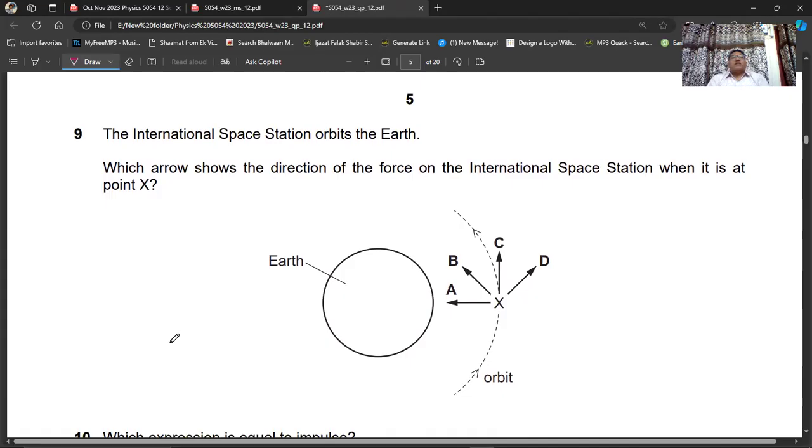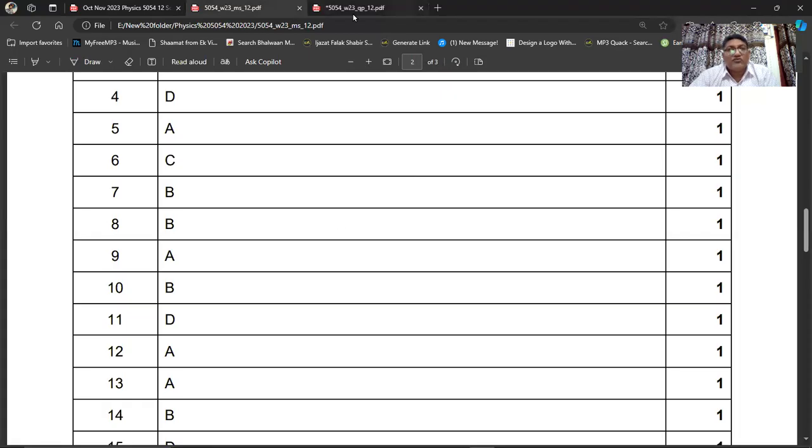So here we have question number 9. It says the International Space Station orbits the Earth. Which arrow shows the direction of the force on the International Space Station when it is at the point X? You see, because the space station is moving in a circular path, the direction of the force is always towards the center of that circle. So this is that circle, and the center of the circle will be here. So the direction of the force must be towards the center of the circle. So I think question number 9, A is the choice. And that is true.